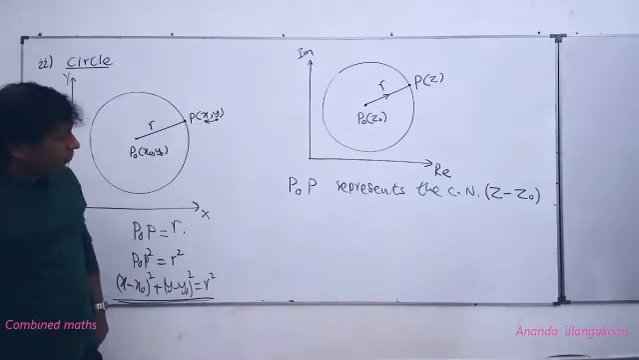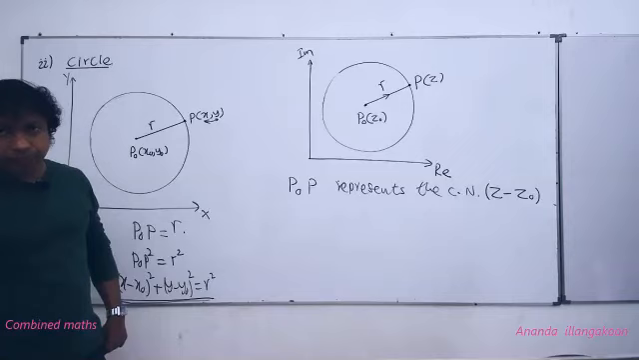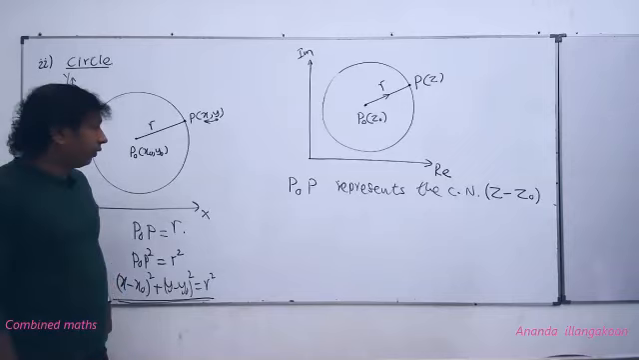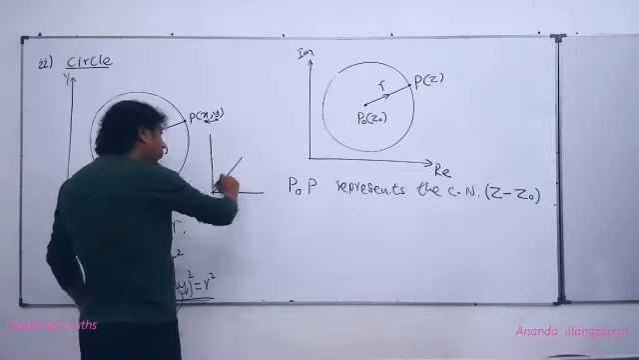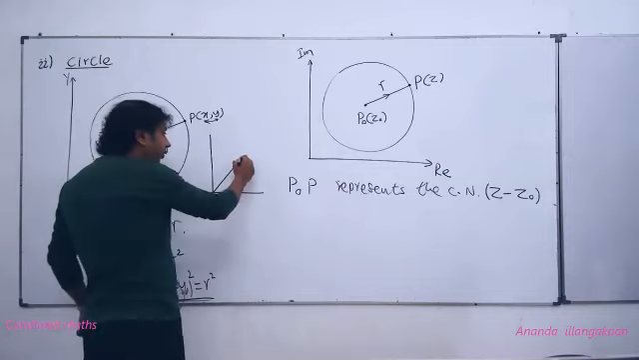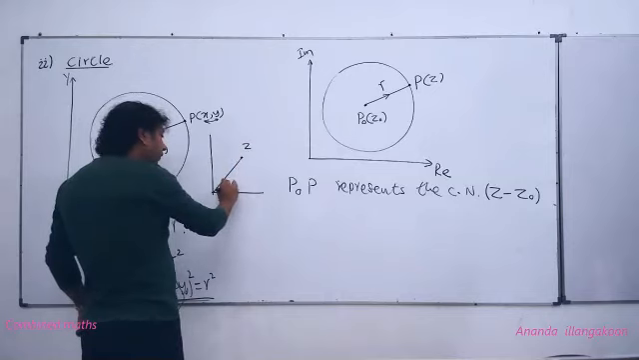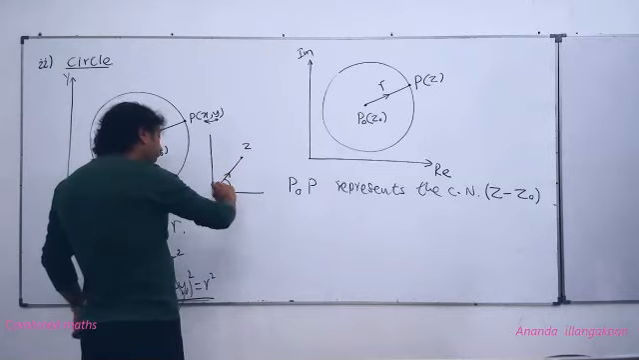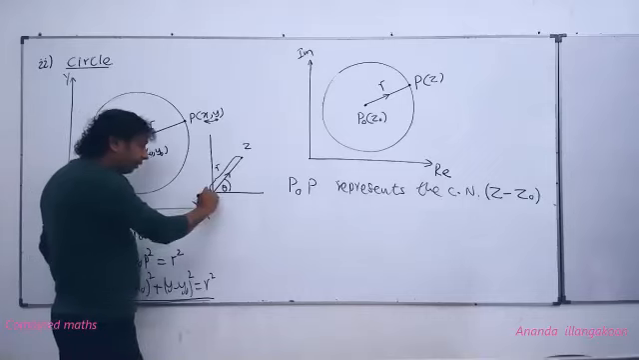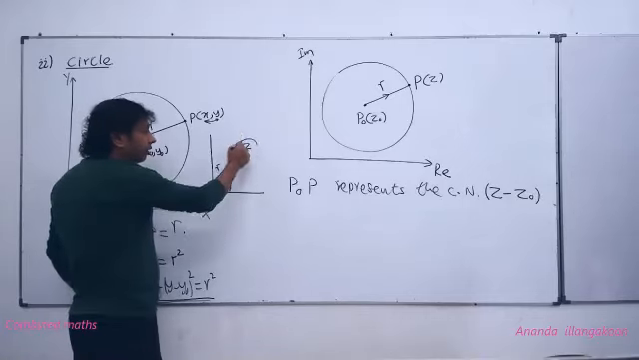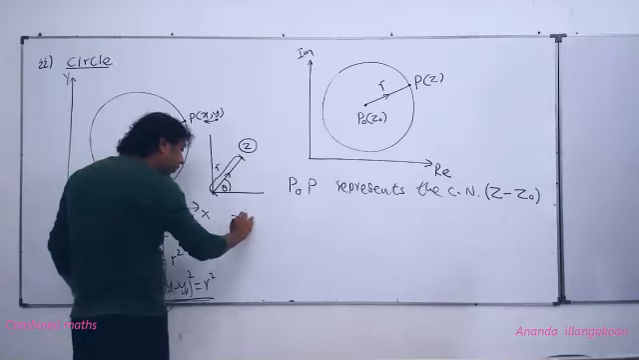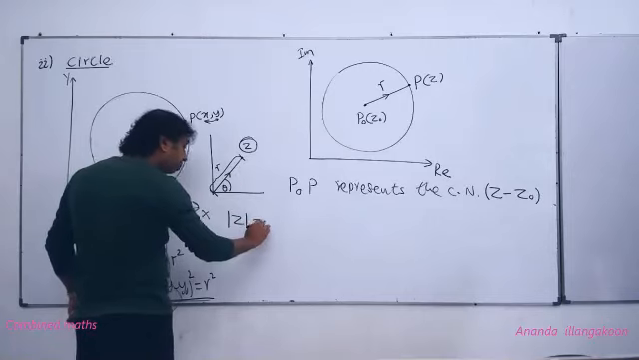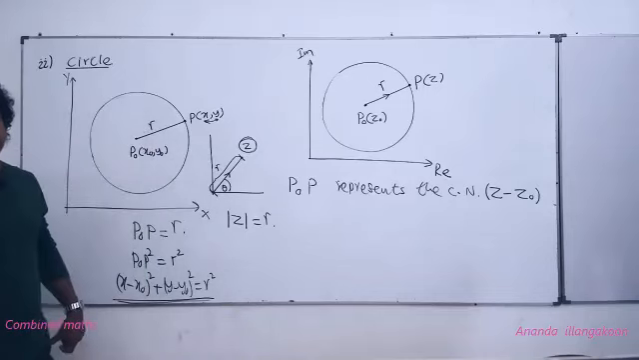Then tell me, what is the length of P naught P? You know, when we introduced the polar form of a complex number, if we have a complex number z here, with angle theta, the arrowhead going like this, and this length is r, then we say the line segment from here to here represents the complex number z. Then this length r is nothing but the modulus of this complex number z. Understand?